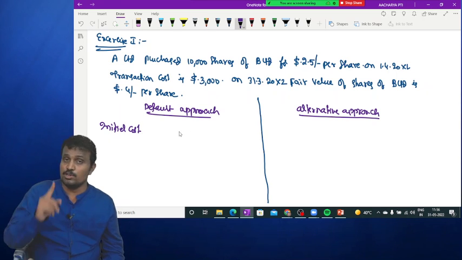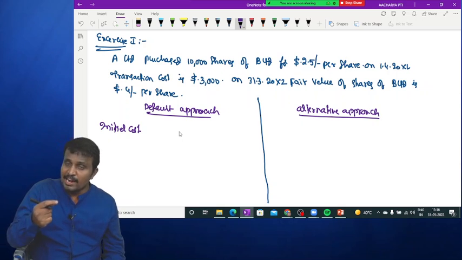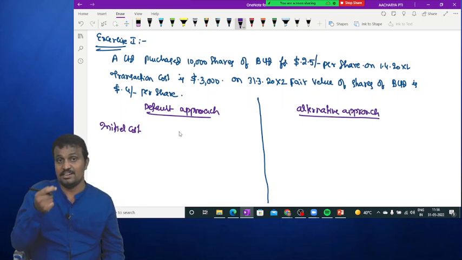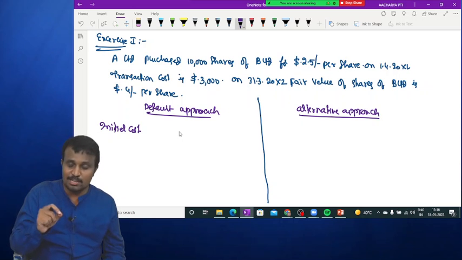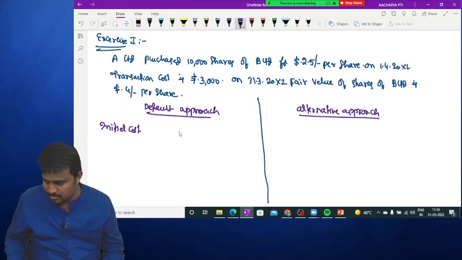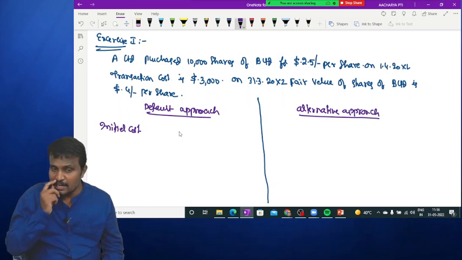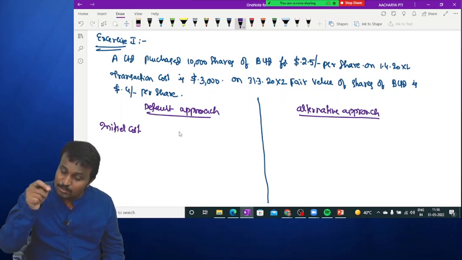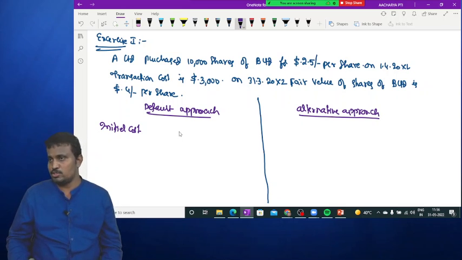In case of default approach, we have to consider purchase cost only. Transaction cost is considered or not considered in default approach? Not considered. We have to transfer that amount to which account? Profit and loss. Transaction cost is considered in which approach? Alternative approach. So very good, Amma.